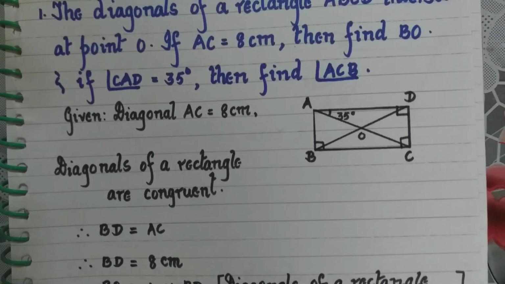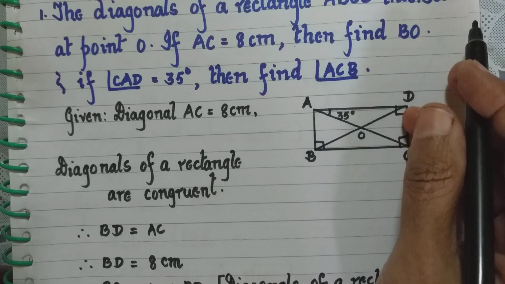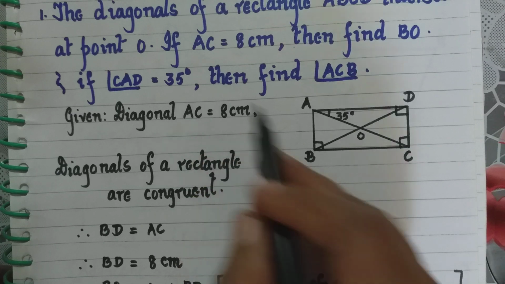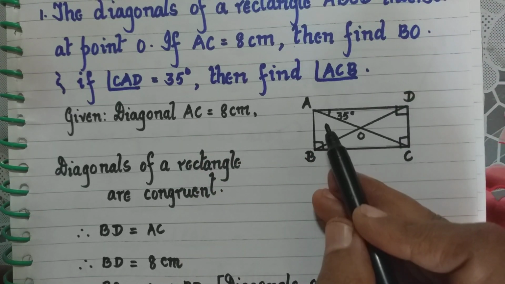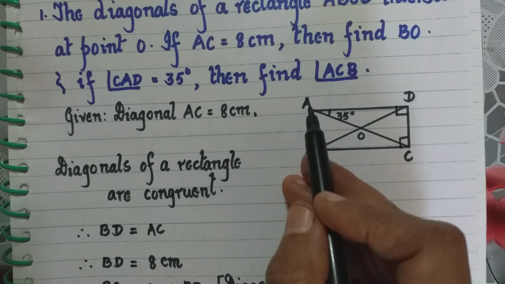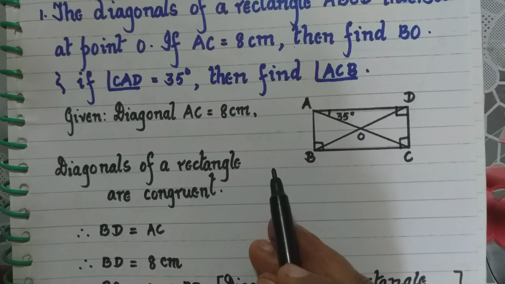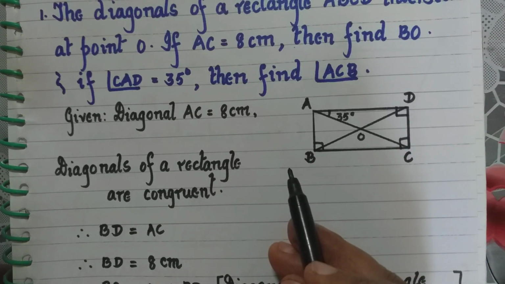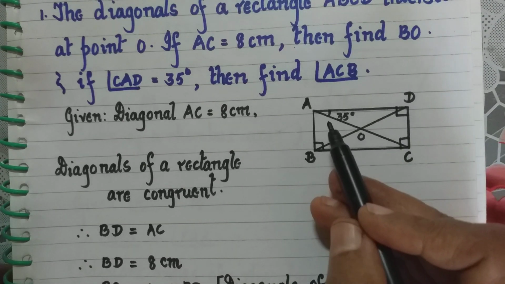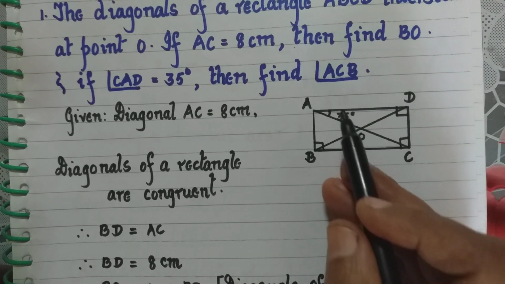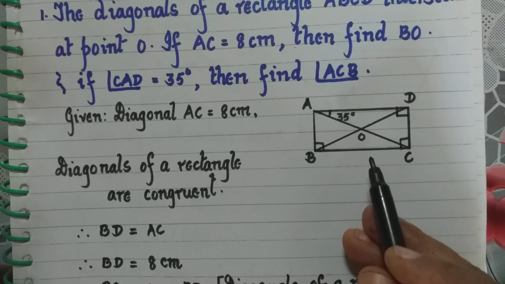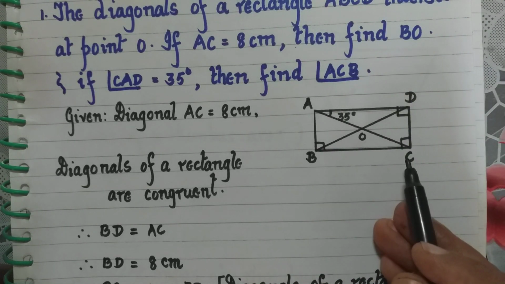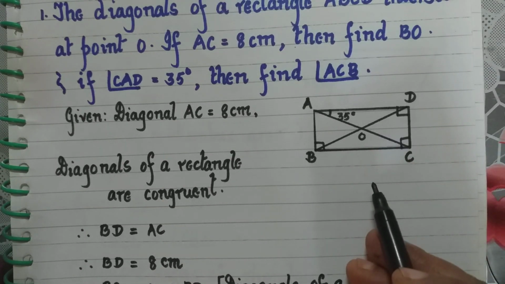Okay, now let us see what they have said. We have found BO now. Now, if angle CAD is 35 degrees, then we have to find angle ACB. Now, you can see here angle CAD and angle ACB will be alternate angles. And will those alternate angles be equal? Yes, they will be equal, because these are a pair of parallel sides. In a rectangle, the opposite sides are parallel.